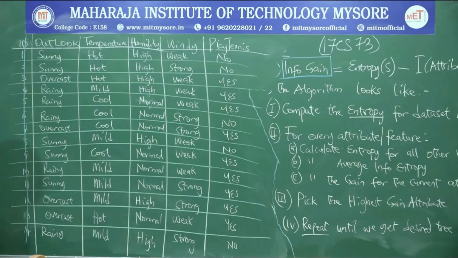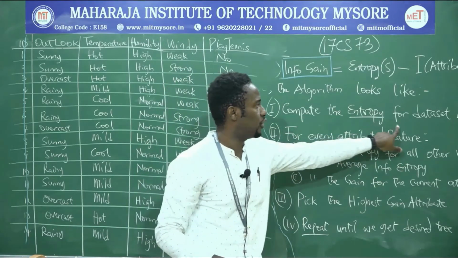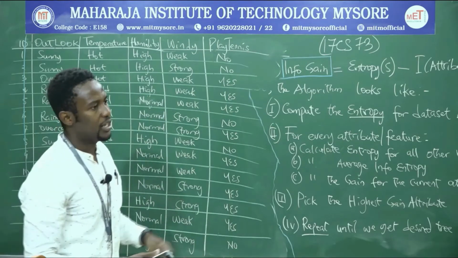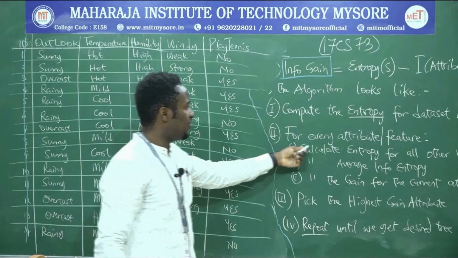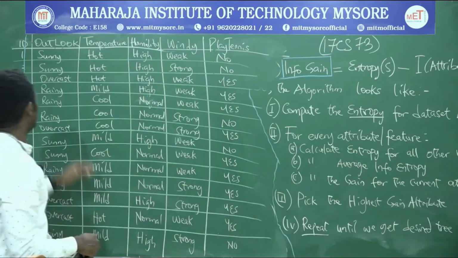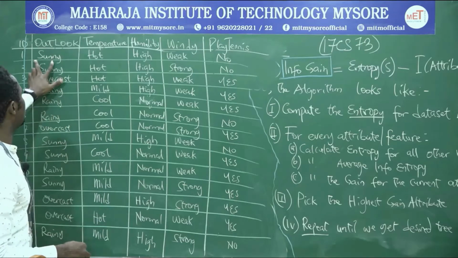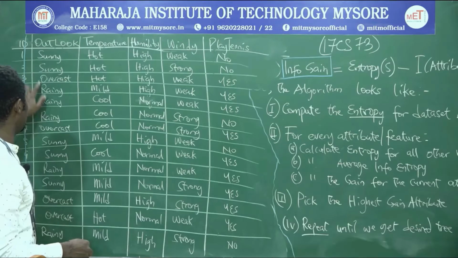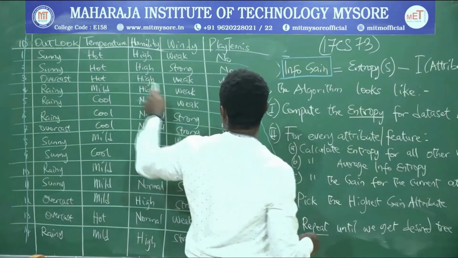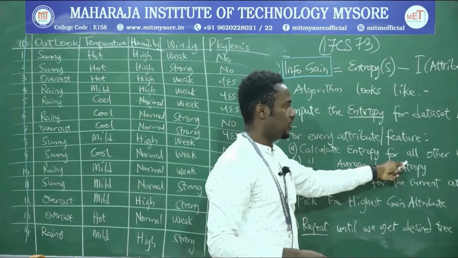So let's recall how we solve this. First step, you have to compute the entropy for the entire data set, and you know the formula, right? Next, for every attribute or feature, for example Outlook, let's start from the first one. What are the attributes of Outlook? Sunny, rainy, overcast. For every attribute of Outlook, we have to calculate their entropy.